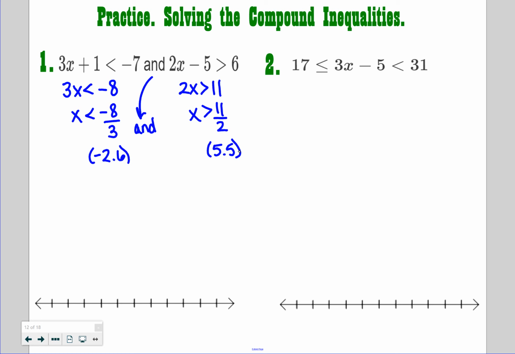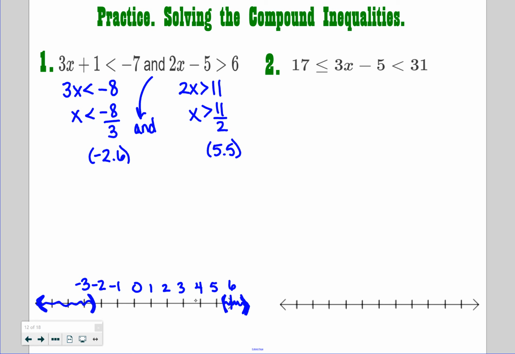x less than negative 8/3. So let's see here, negative 1, negative 2, negative 3. Somewhere between negative 2 and negative 3, you should have a parenthesis, and it's all the x values less than that, so shade to the left. And then 5.5: 1, 2, 3, 4, 5, let's say 6 is there. Between 5 and 6, you should have a parenthesis and shade to the right.